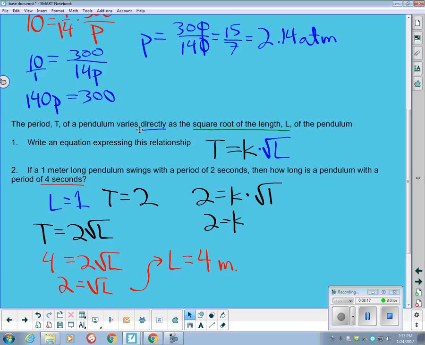The pendulum has to be 4 times as long in order for it to have double the period. And we'll leave it as an exercise for you in the notes to figure out what might change that value of K as you do a little more research on pendulums.